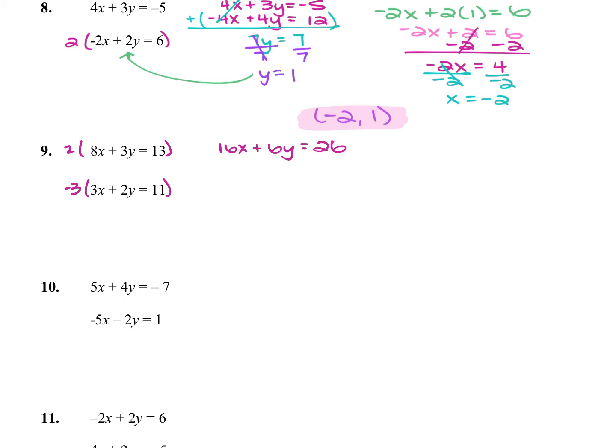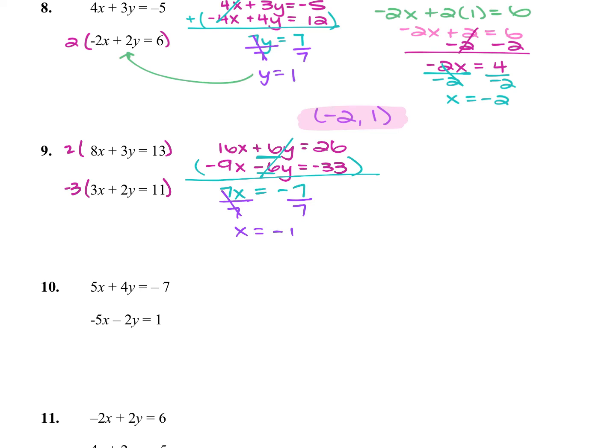On the bottom, the negative 3 times 3x is negative 9x. Negative 3 times 2y is negative 6y, and negative 3 times 11 is negative 33. You are looking for opposite coefficients. Your 6y and negative 6y are opposites, so they're going to cancel. From here, combine like terms. So 16 minus 9 gives us 7. Keep the x attached to it. 26 plus negative 33 gives us a negative 7. Divide each side by your 7 to get x by itself, and x is negative 1.